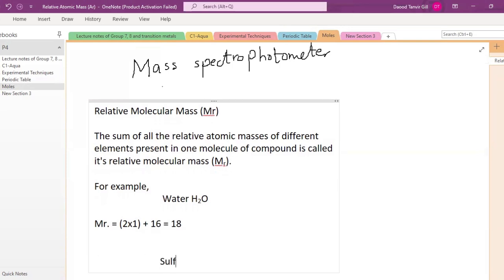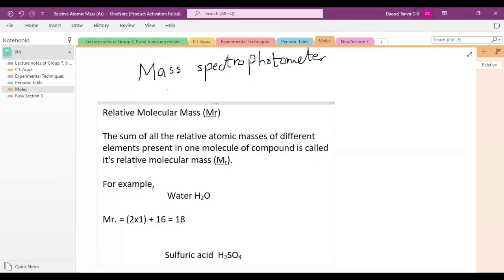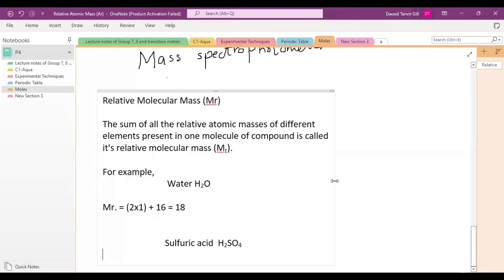Now I will do the example of sulfuric acid, and its chemical formula is H2SO4. Okay, let's find the MR of sulfuric acid. Since you know that the relative atomic mass of hydrogen is 1, so we'll multiply by 2 by 1.